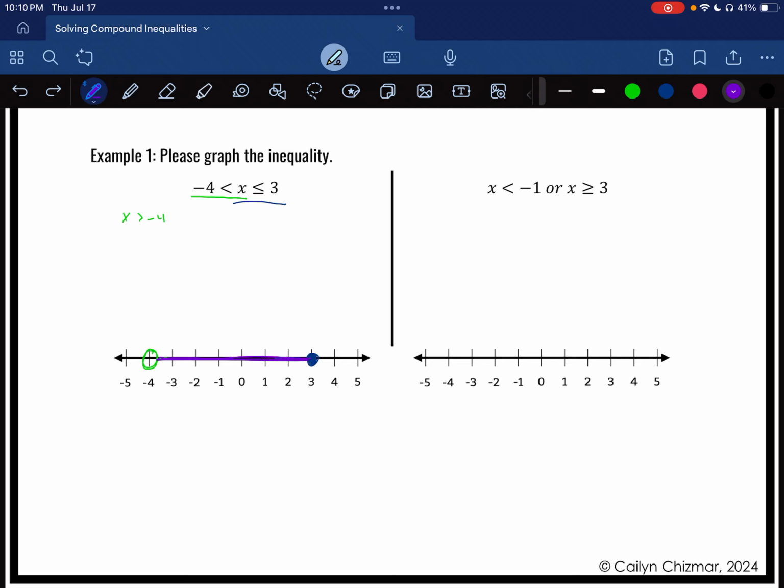All right, now let's look at an or. So same thing here. I've got x is less than 1, or I've got x is greater than or equal to 3.